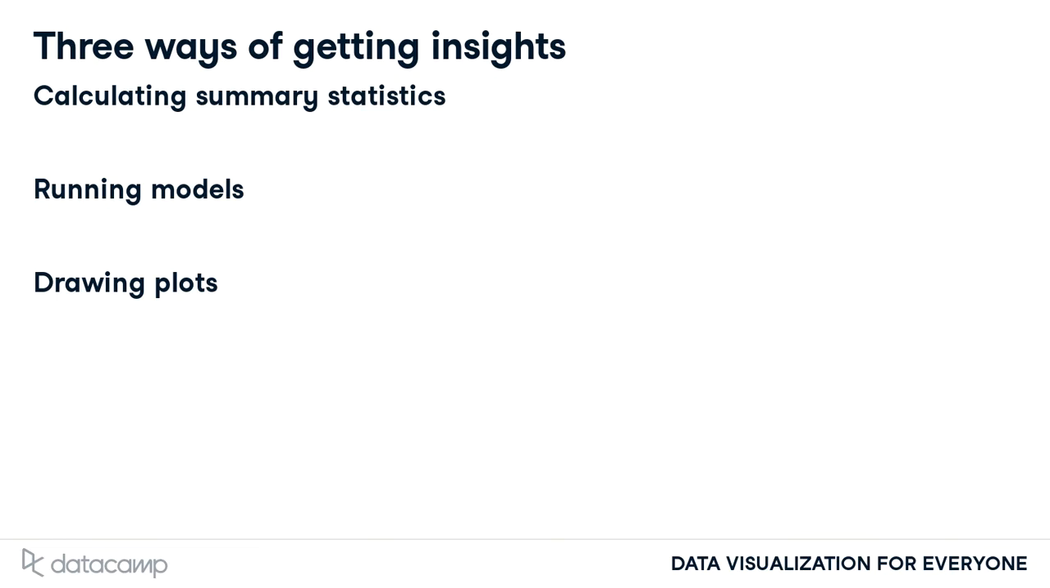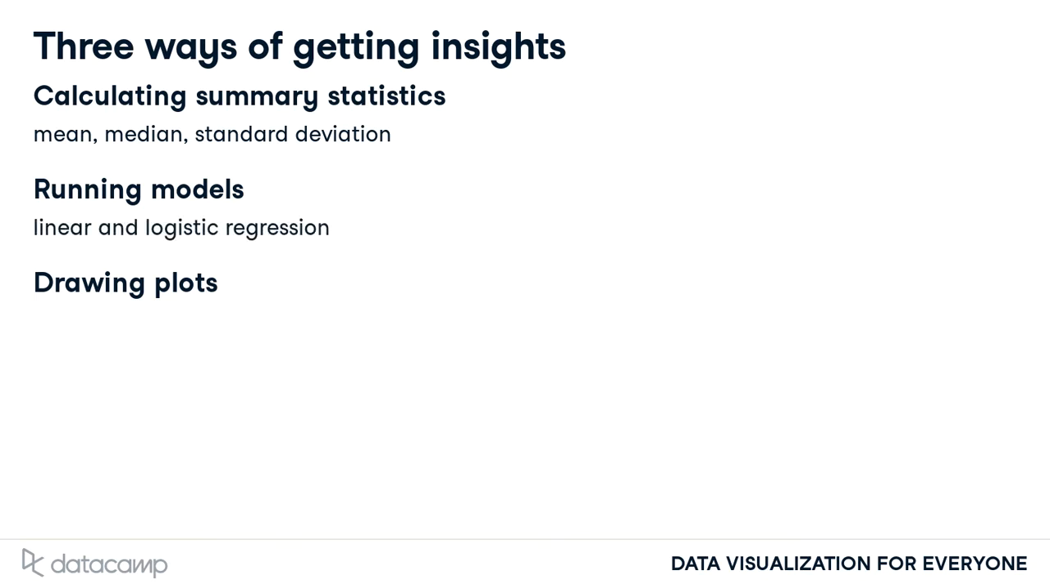Firstly, you can calculate summary statistics. That includes measures of quantity like mean or median, and measures of variation like standard deviation. Secondly, you can run statistical models like linear regression and logistic regression to model relationships between variables. Thirdly, you can visualize data by drawing plots, like a scatter plot or a histogram. These three ways are often used together and have different benefits. In this course, we'll focus in on the third way.